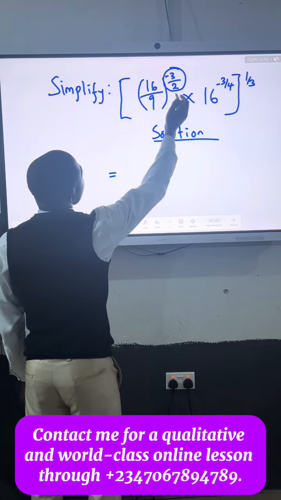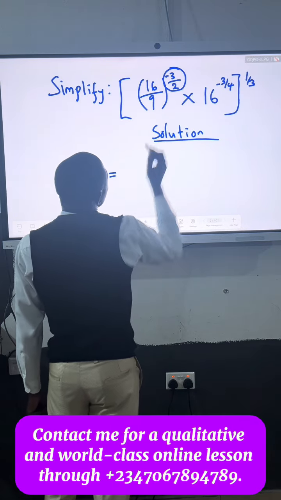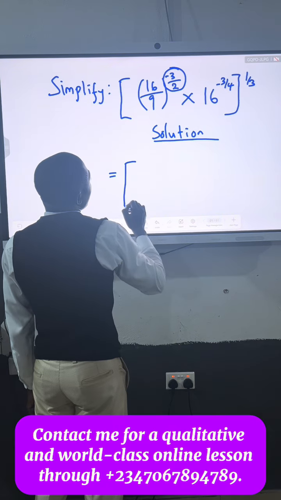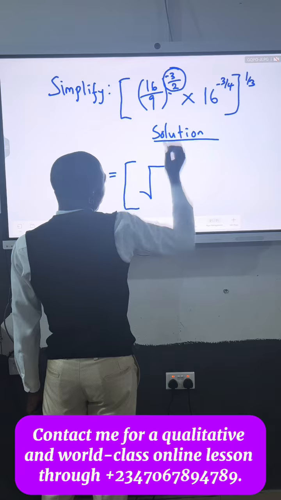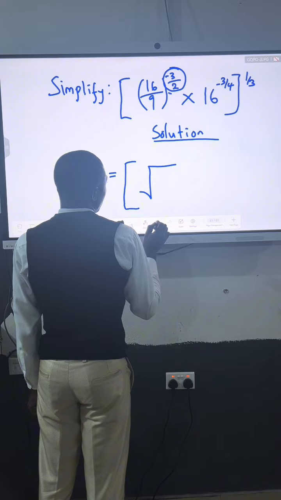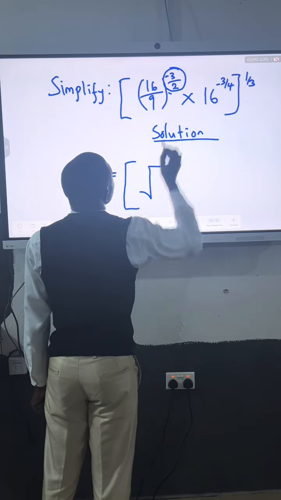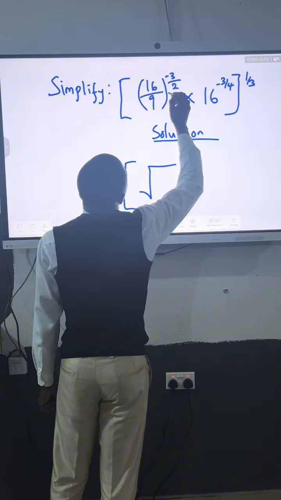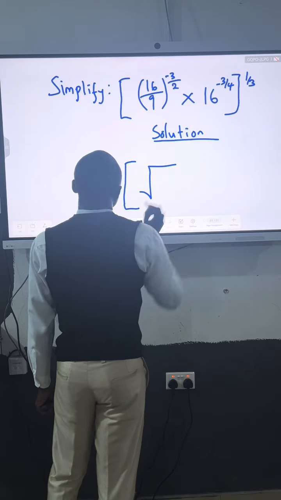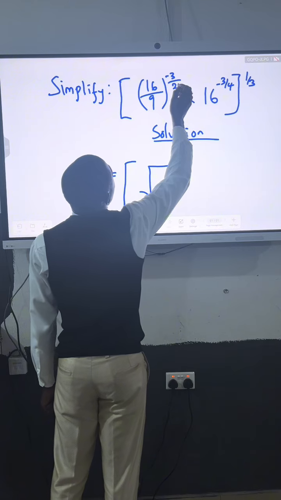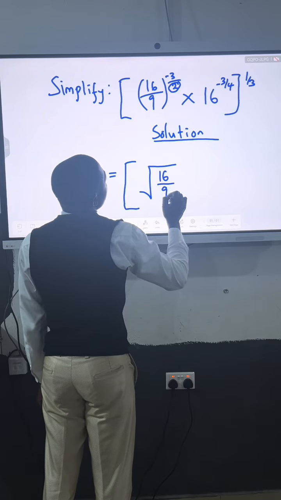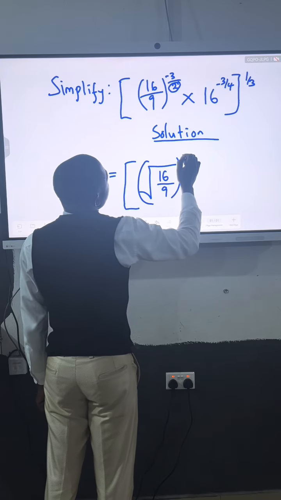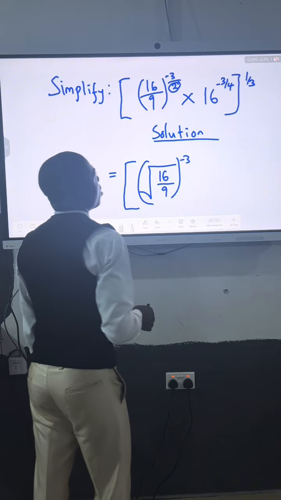All right, so because the denominator of the index is 2, inside the bracket we are going to say square root of 16 over 9. When we are done, we raise the answer to power minus 3.